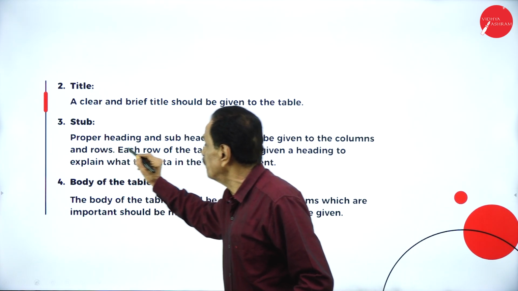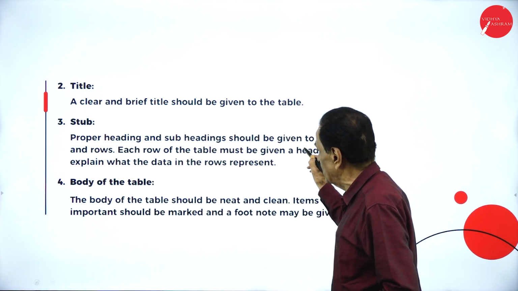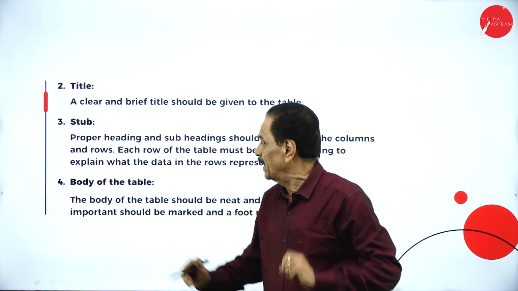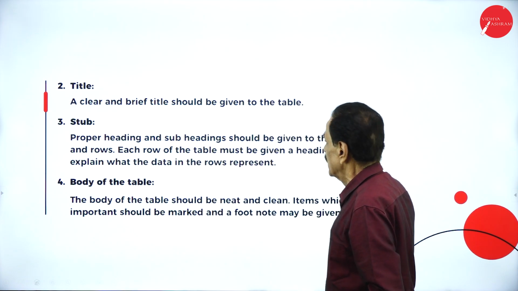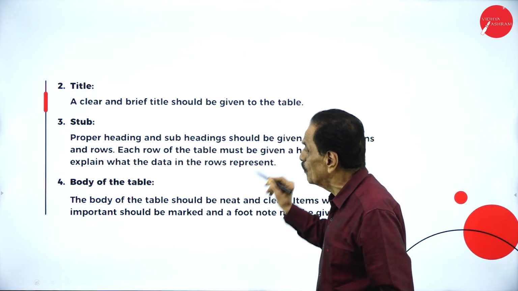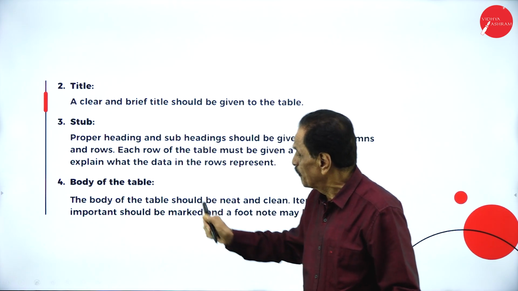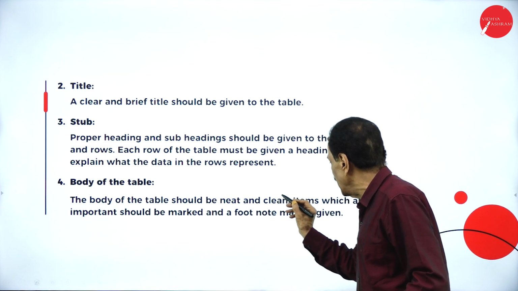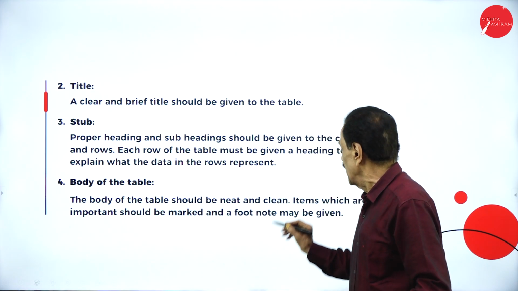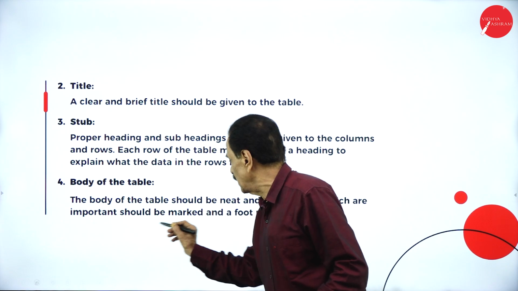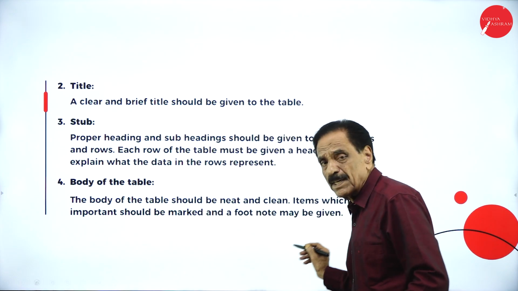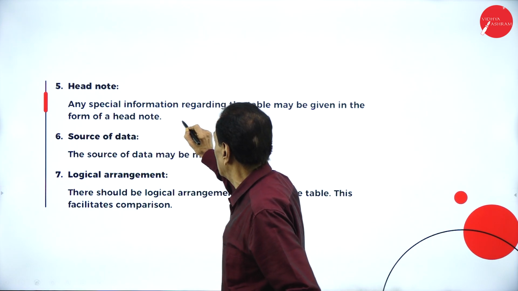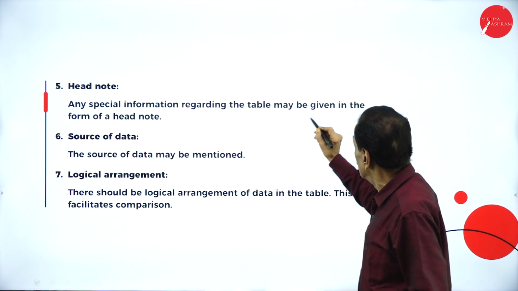Next, proper heading and subheading should be given to the columns and rows. Then the body of the table. The body of the table should be very neat and clean, and items which are important should be marked and a footnote may be given. Then head note. Any special information regarding the table may be given.